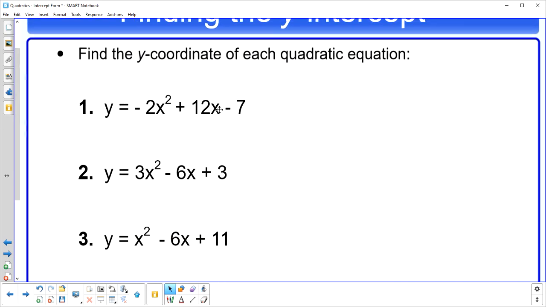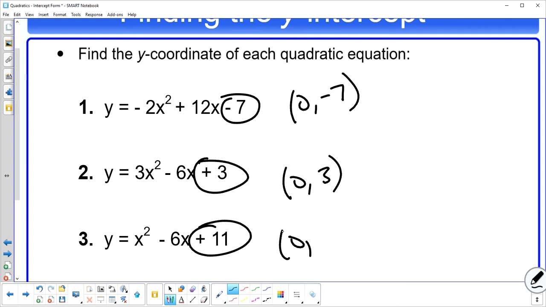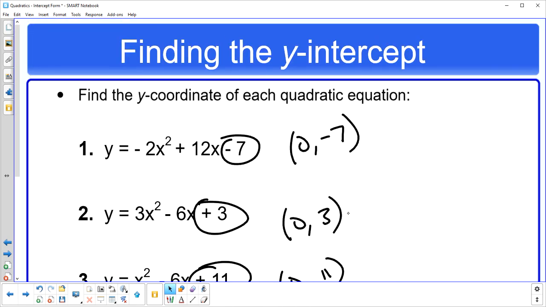So for example, our c value on the first one is negative 7, so that means our y-intercept is 0, negative 7. The second one we have plus 3, so our y-intercept is 0, 3. And the last one is plus 11, so 0, 11. Those would be your 3 y-intercepts. Okay, the other option to do here too is, you'll notice, x always equals 0. So we could plug that in, simplify, and get out our y value.